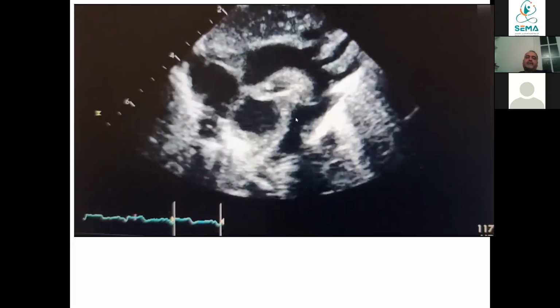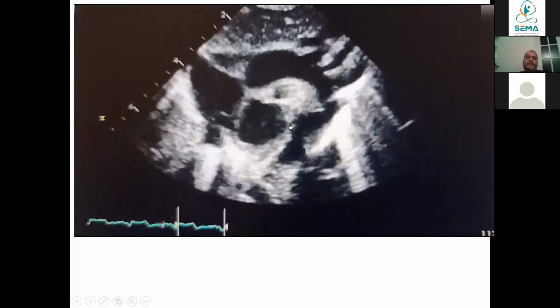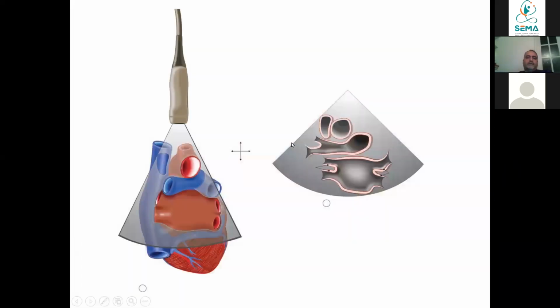Subclavian artery and carotid and innominate branch, tree branch. There is another view, an advanced view, that we call the crop view. The crop view is to identify if there is total drainage anomalies, if there is any anomaly in connection of the pulmonary vein to the left atrium.